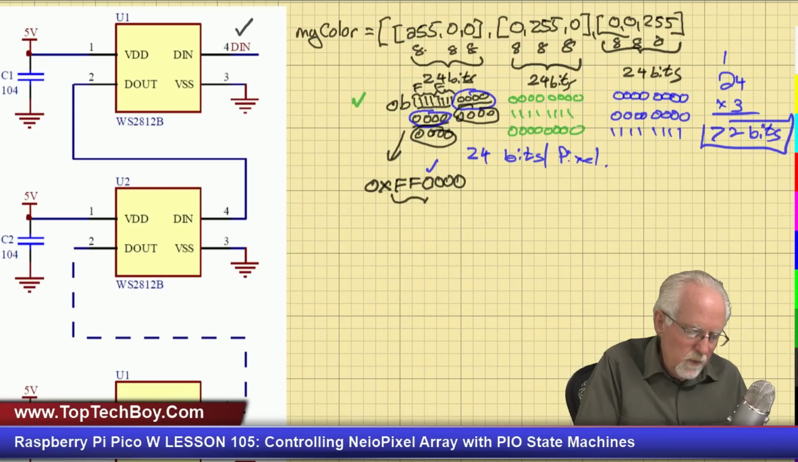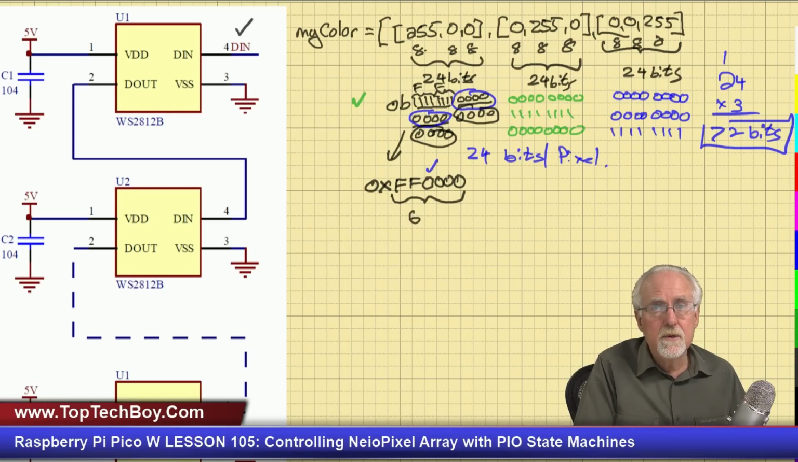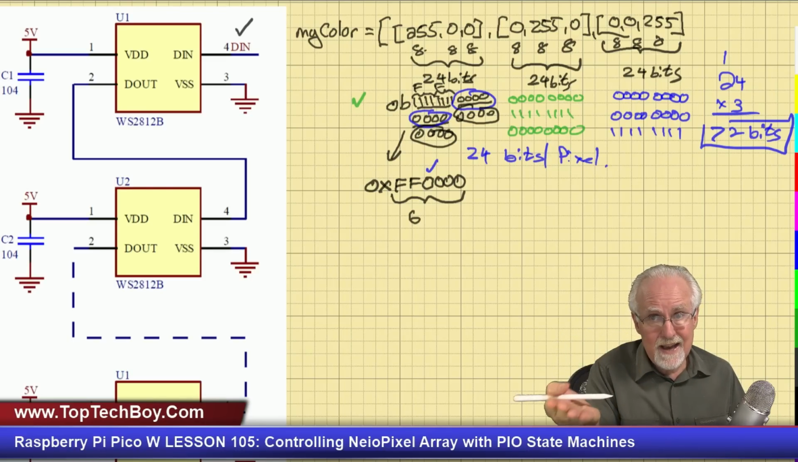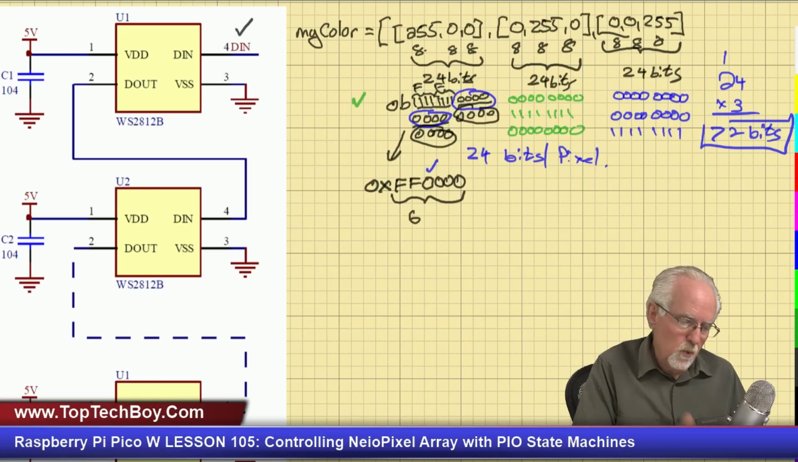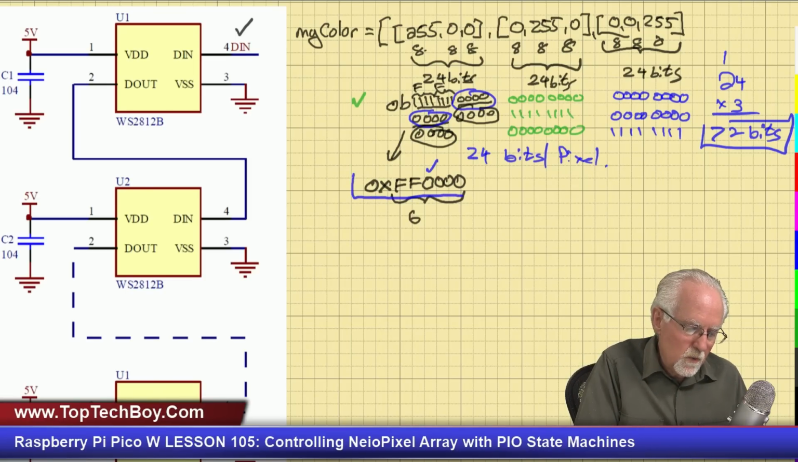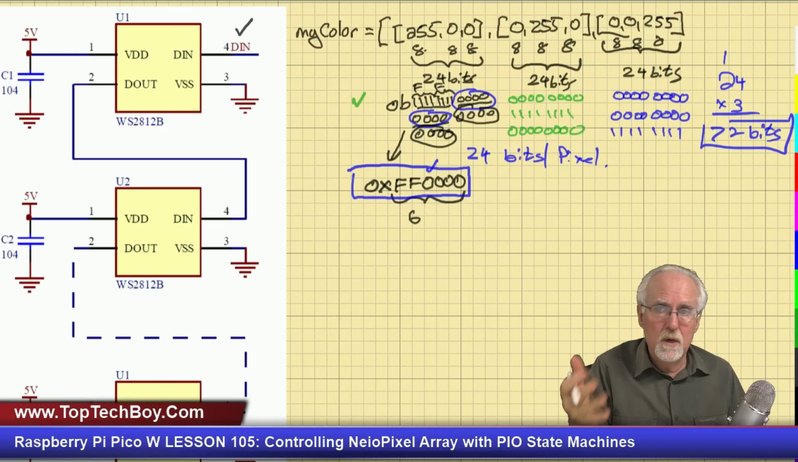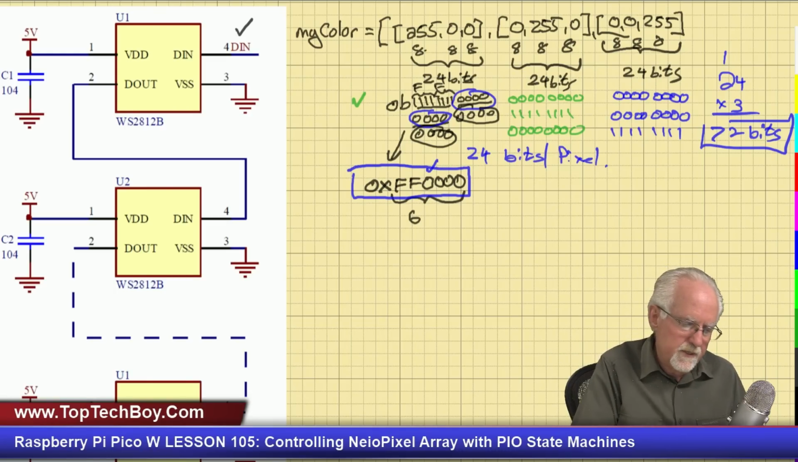So, right, what do we have? We have 6 hex characters because each hex character represents 4 bits. So 6 hex characters represents 24 bits. But do you see how much easier it is to write this than it is to write all those ones and zeros? This is easier.